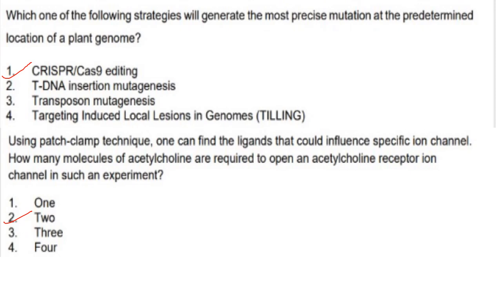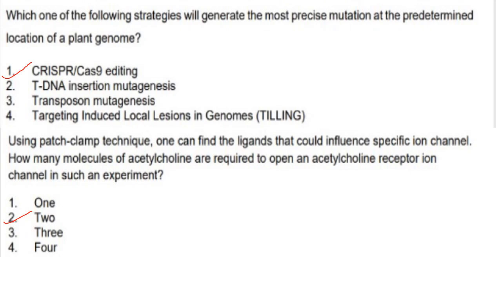Which one of the following strategies will generate the most precise mutation at the predetermined location of a plant genome? So most precise, that is CRISPR-Cas9 editing will help. T-DNA insertion, transposon mutagenesis, all these will result in random insertion only, not precise. So the answer here is option 1.